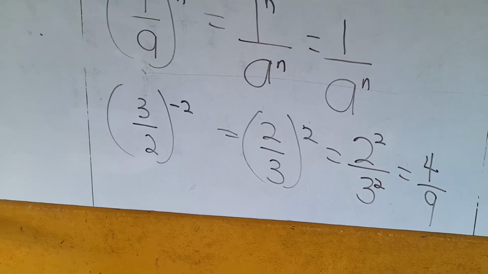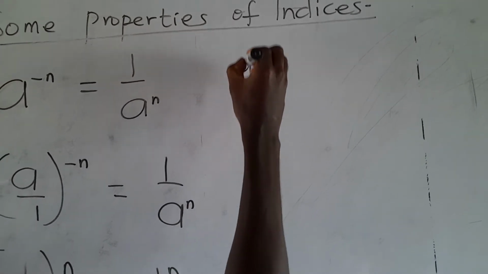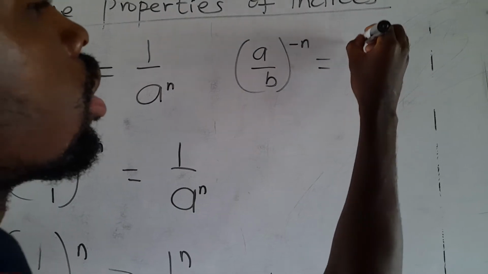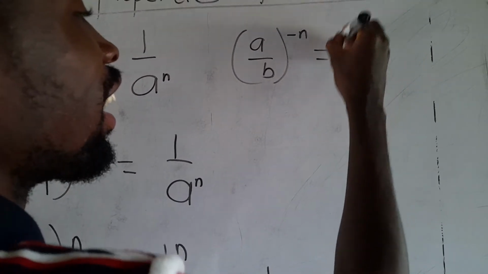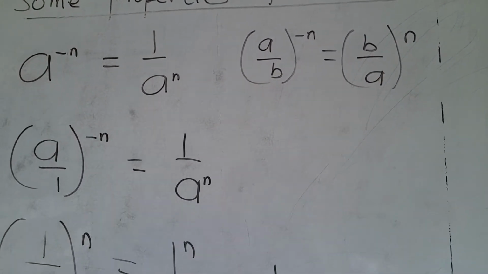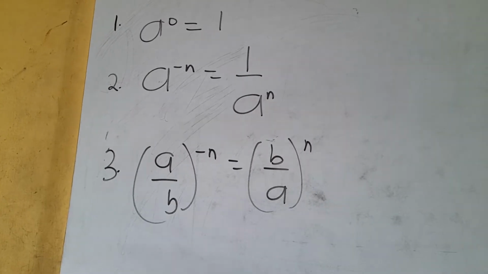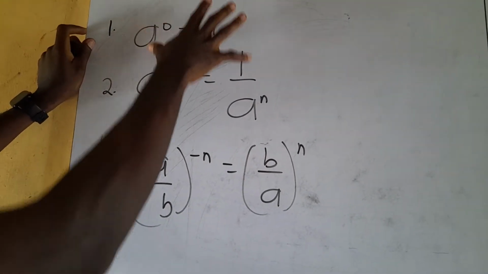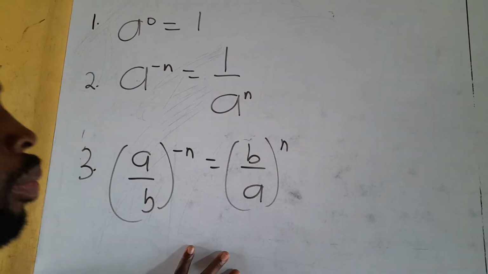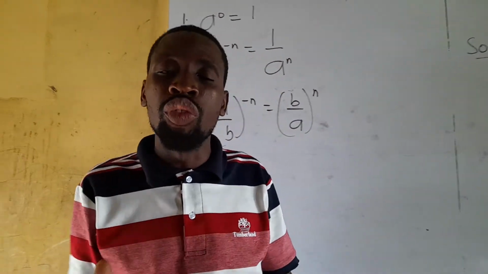So, if I have a over b exponent negative n, we can rewrite this as b over a exponent n. This is another property of indices that is very, very important, so please take notice of it. So these are the 3 basic properties governing indices. With these properties and the law, we have laid a very good foundation for solving any indices problem.